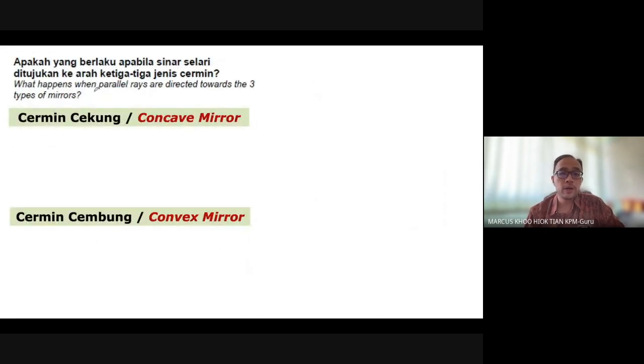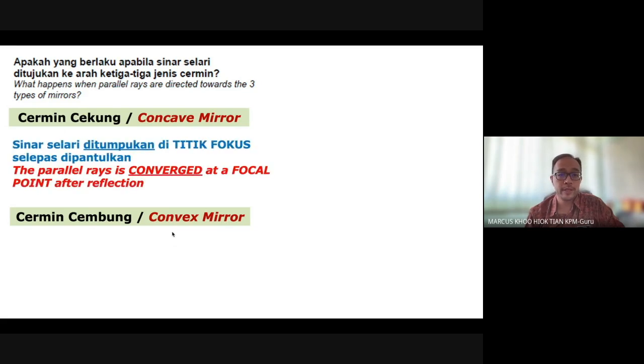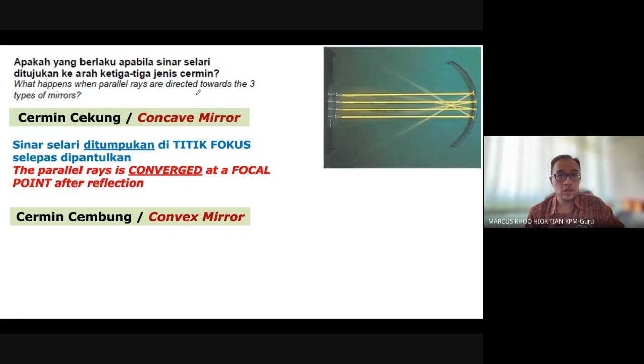So let's talk about the mirror, the parallel rays, when they are directed towards the two types of mirrors. For a concave mirror, the parallel rays converge at the focal point after reflection. Like this. When the parallel rays come, they reflect back. Remember, this is not a lens. For a lens, the light passes through the lens. But in a mirror, it reflects back, and it is a reflecting converging.